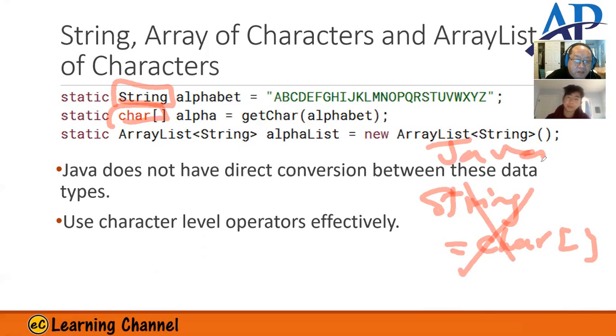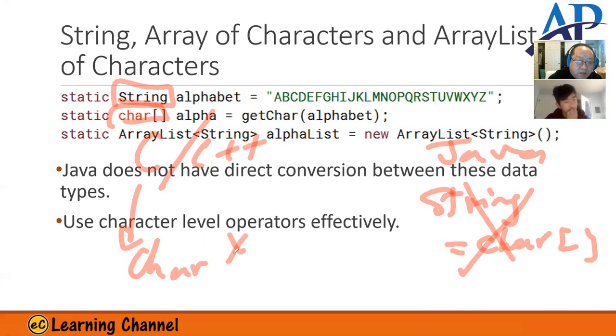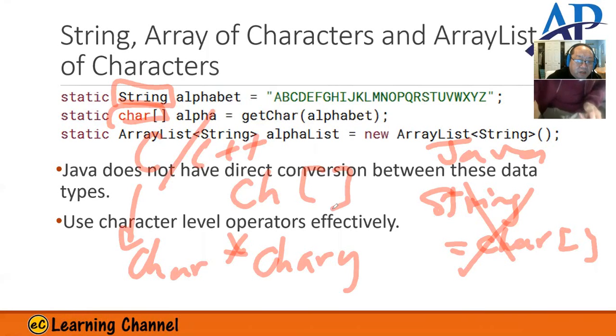Okay, but in C++, a character array, or character pointer, and the string are the same. And in fact, in C language, there is no data structure called string. And in C++, they allow both.